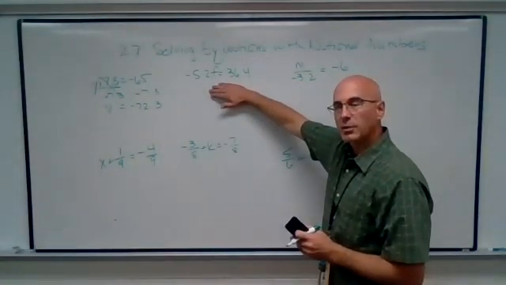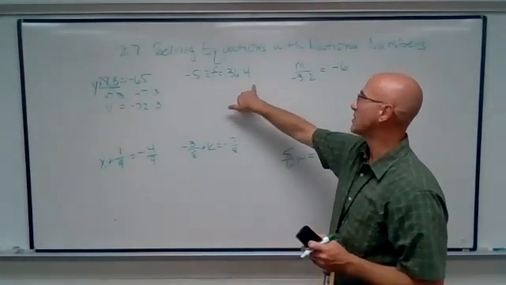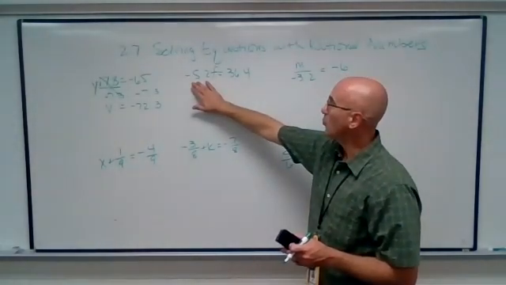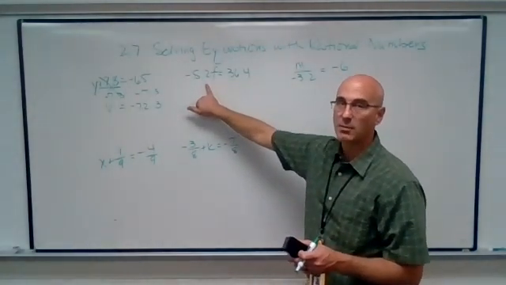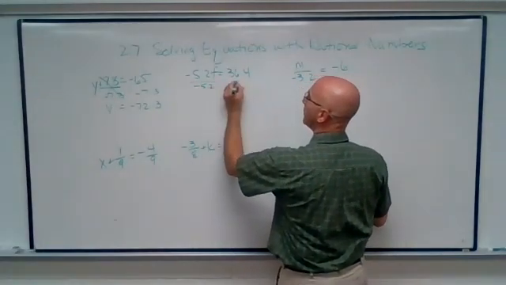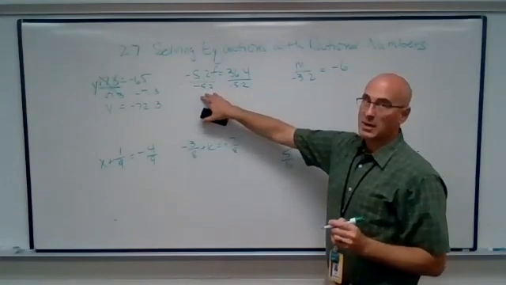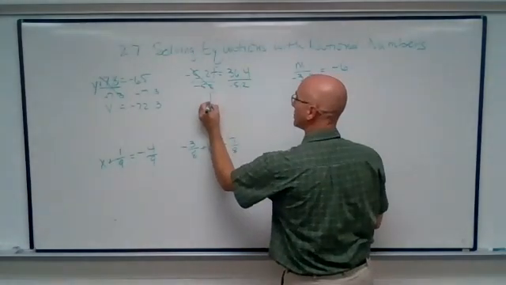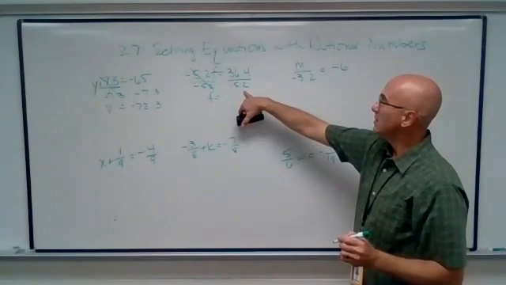Here is one with multiplication. Negative 5.2 times f equals 36.4. So we're going to use the inverse operation to get rid of this negative 5.2. Since it's multiplying, we are going to divide both sides by negative 5.2. Okay. So this side becomes easy. The negative 5.2 divided by negative 5.2 drops off. We're left with f.